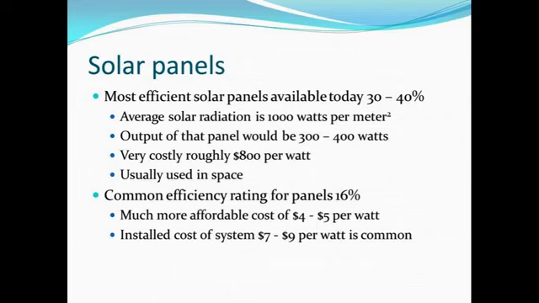Solar panels. The most efficient solar panels available today reach 30 to 40%. Average solar radiation is 1000 watts per square meter, so the output of the panel would be 300 to 400 watts. Very costly, roughly $800 per watt, and usually used in space. A common efficiency rating for a panel is 16%, much more affordable at a cost of $4 to $5 per watt. Installed cost of a system of $7 to $9 per watt is common.